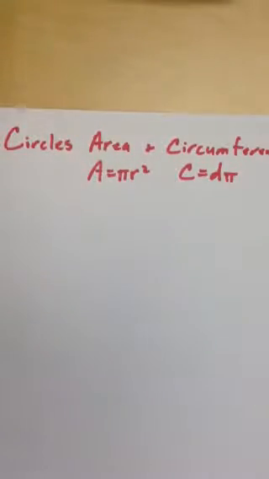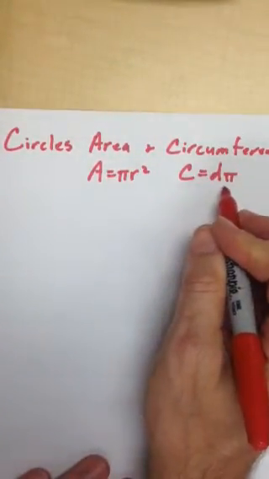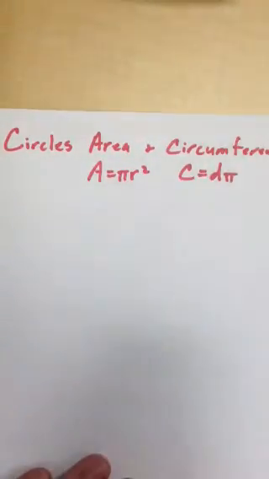Hi, I'm going to do some circles, area and circumference. Area is pi r squared and circumference is d pi, or two pi r. I think circumference may be off the screen there, but we're going to go ahead and do this.